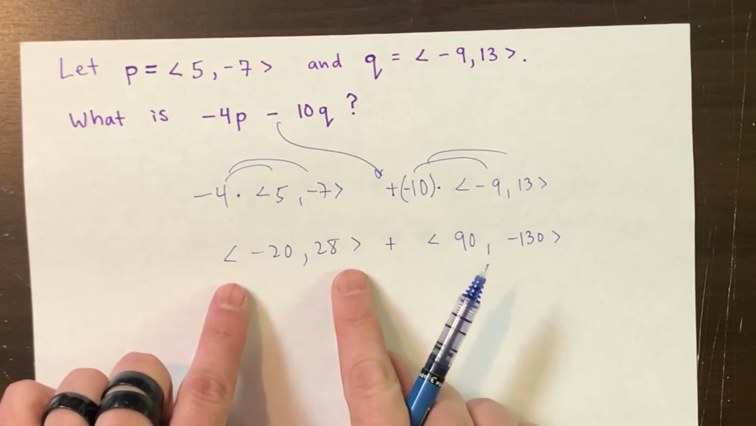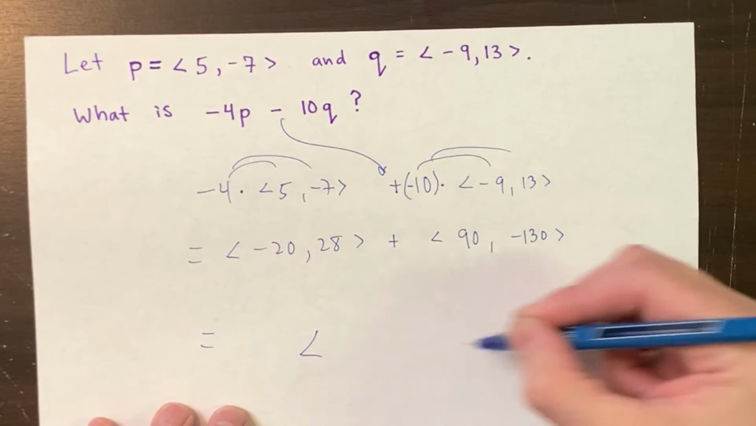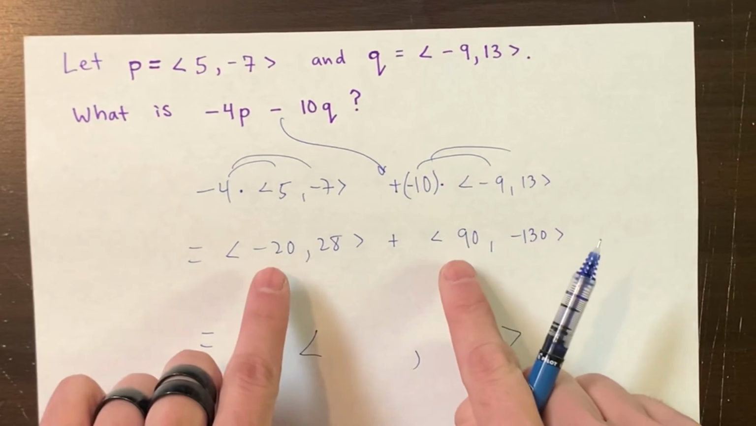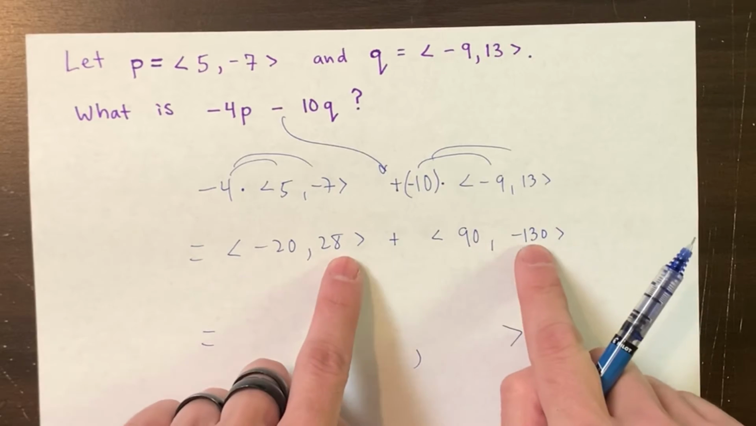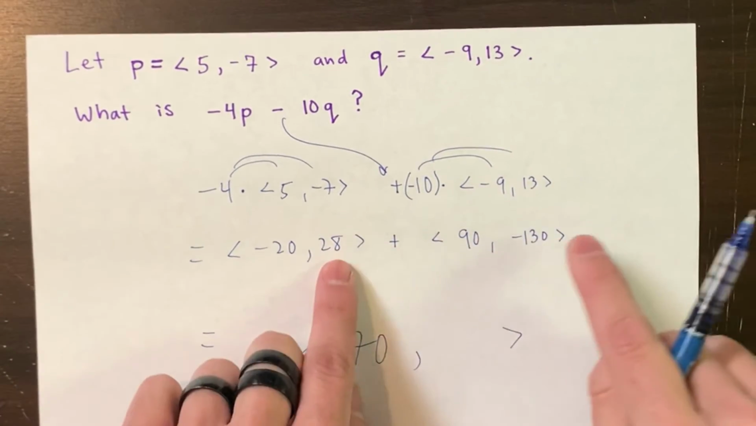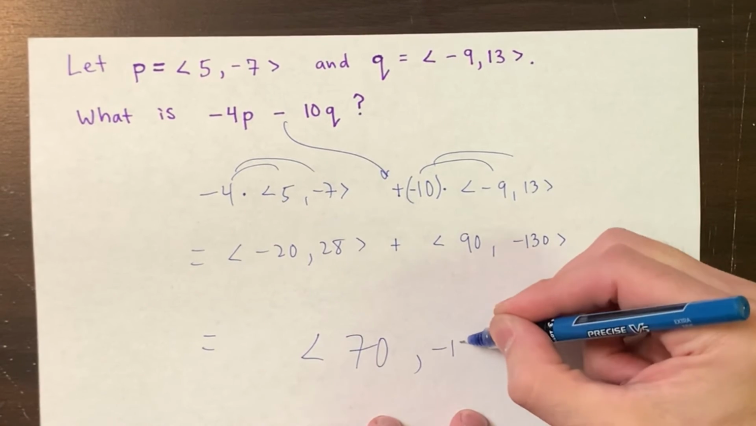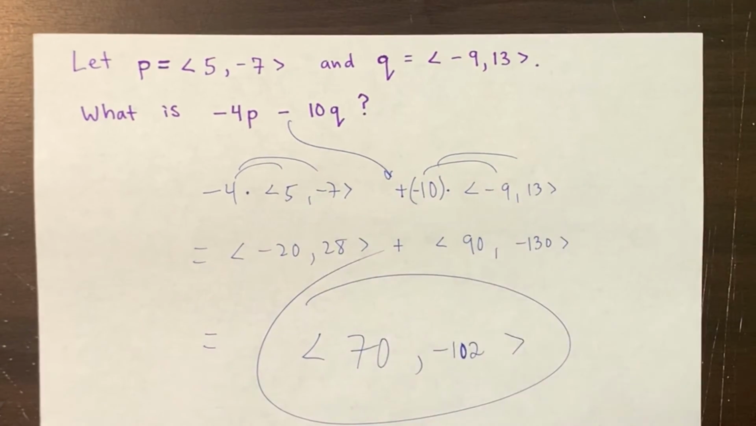And then now we have a vector plus a vector. A vector plus a vector gives you another vector, and you add the numbers that correspond. So these ones go together and these ones go together. So if you add these, that's 70. If you add these, that's negative 102. And this is what they wanted, and that's what they get.